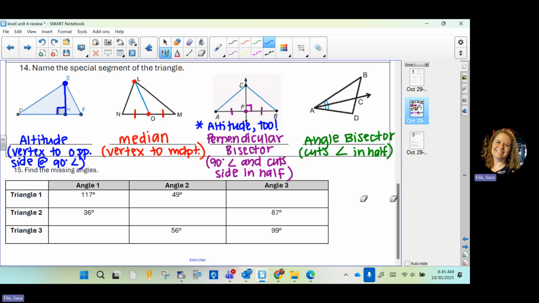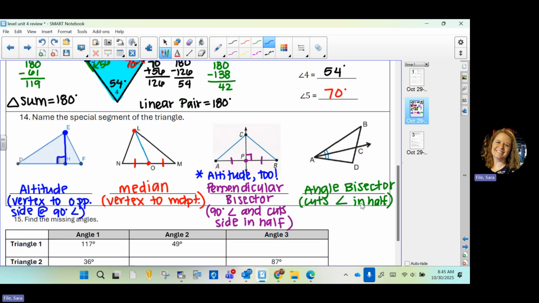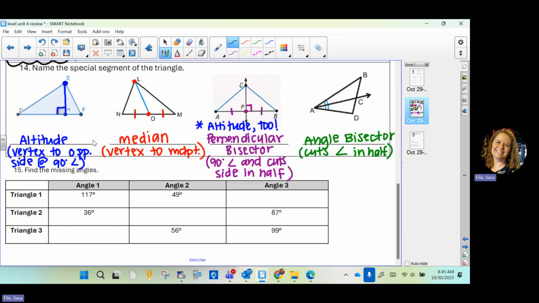All right, last one on this page. Finding the missing angle. This uses what we said up here, the triangle sum theorem, that the three angles have to add to 180. That's all we're doing right here. We're saying in triangle 1, if I know these are two of the angles, how can I find the third? I can add the known angles, the two that I know, and subtract from 180, right?